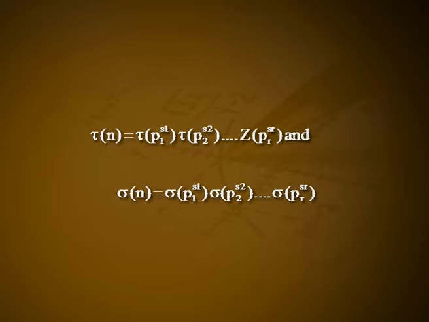Corollary 1. If n is equal to p_1^{s_1} into p_2^{s_2} into etc. into p_r^{s_r}, p_i distinct primes and integers s_i ≥ 1, then τ(n) is equal to τ(p_1^{s_1}) into τ(p_2^{s_2}) into etc. into τ(p_r^{s_r}), and σ(n) is equal to σ(p_1^{s_1}) into σ(p_2^{s_2}) into etc. into σ(p_r^{s_r}).